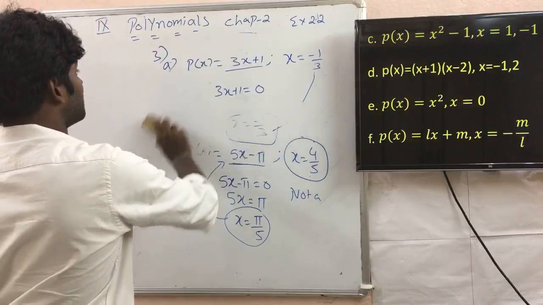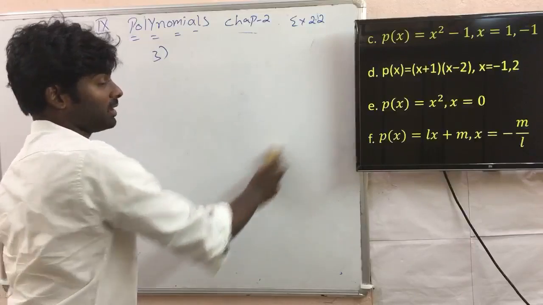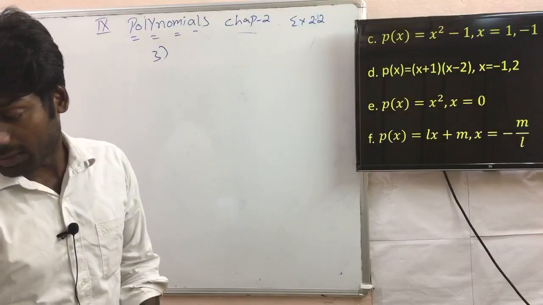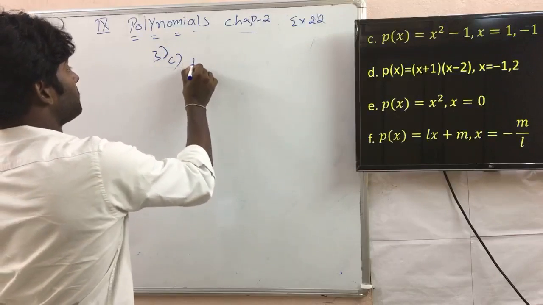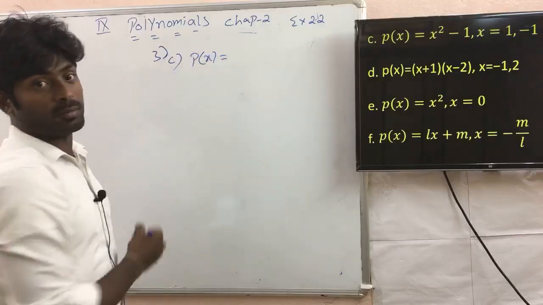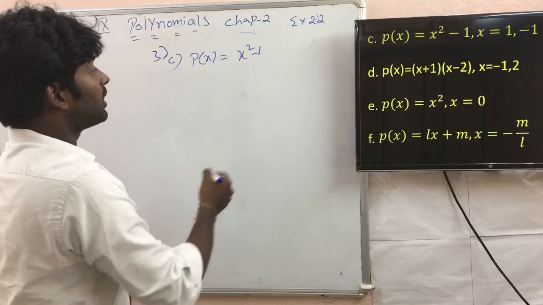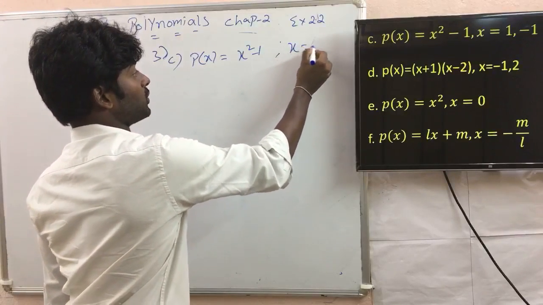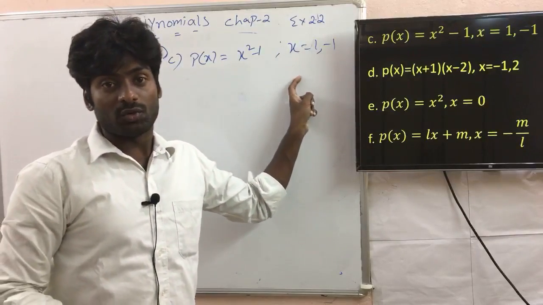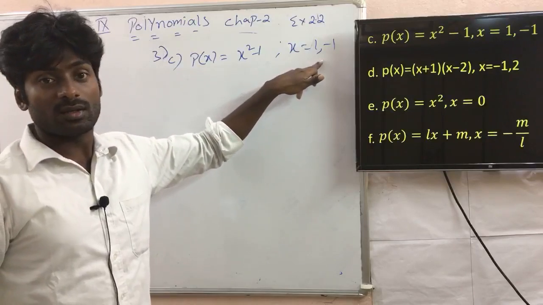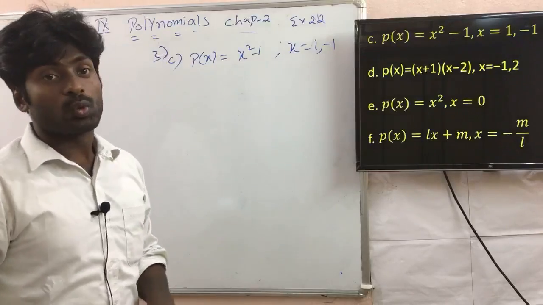Now we can move to the third sum in exercise 2.2 polynomials. Now p of x equals x square minus 1 and given zeros as x equals 1, minus 1. Observe carefully, in the previous two sums he gave only one zero. In this sum he gave two zeros because the first and second sums are linear polynomials and the third one is quadratic.